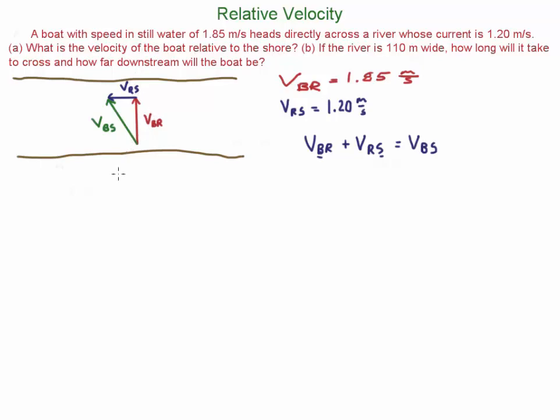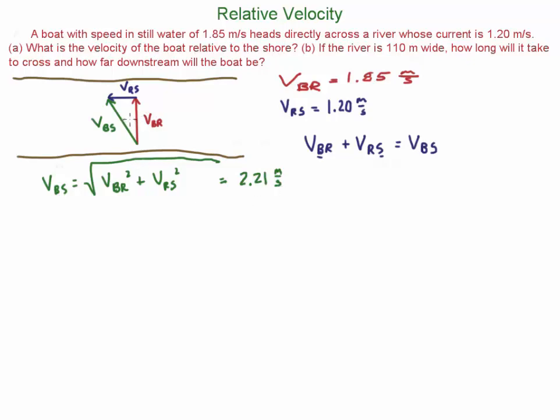Okay, so first things first, let's actually find the velocity of the boat relative to the shore. And we said that that's the vector sum. Well, these guys are at right angles to each other. So that means that the velocity of the boat relative to the shore, using the Pythagorean theorem, is going to be the velocity of the boat relative to the river squared plus the velocity of the river relative to the shore squared. This squared plus this squared, take the square root, and you wind up with 2.21 meters per second. Okay, so that's how fast it's going.